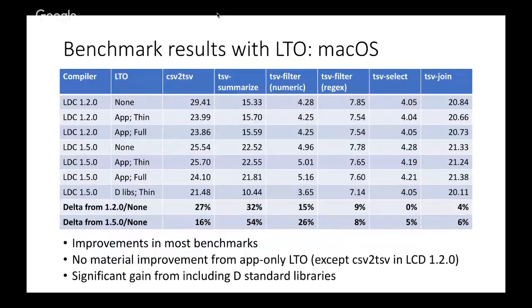So this is results with LTO. This is macOS. Now I know this chart has a lot of rows, and unfortunately there's a little complication with the benchmarks I've got to describe. The benchmarks I showed you in the previous slide were done with LDC 1.2, which is the top row. No link time optimization, because frankly I'd never tried it at that point.